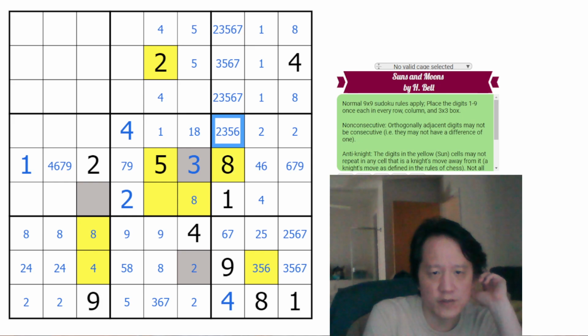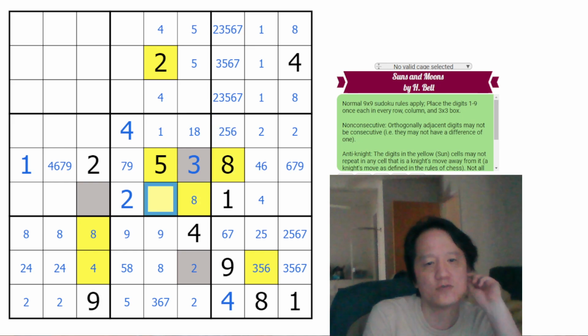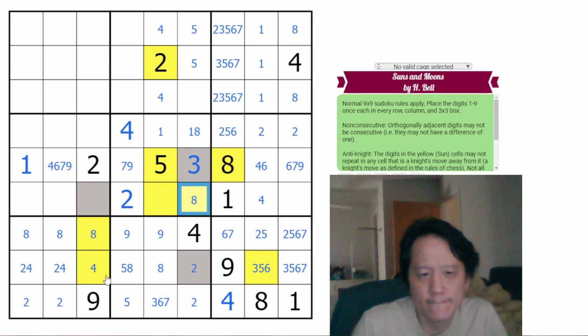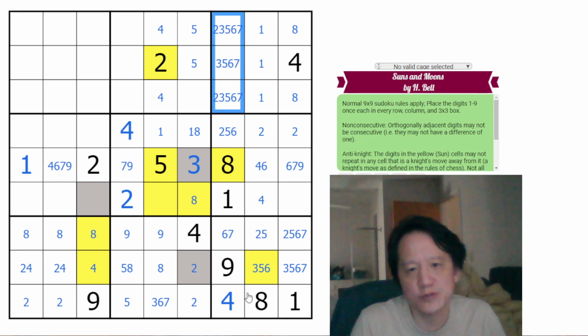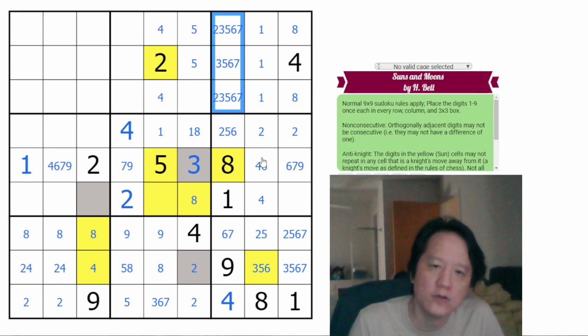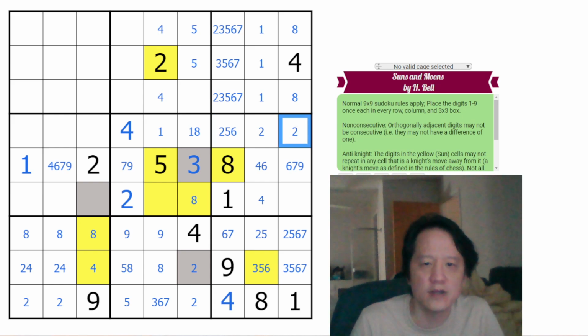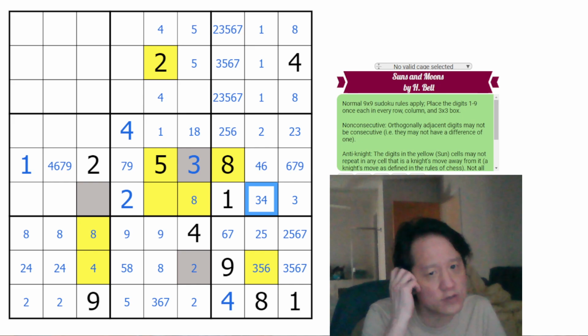Okay, so that's 3. This can't be 3. That can't be 3. We have 4, 6, 7, 9 here. So this is fine. This cannot be 3 because of the king's move. We have 4, 6, 7, 9. So we know the 3's here. This cannot be 3 because it would be next to a 2 no matter what. So the 3 has to be one of these. We don't know which.